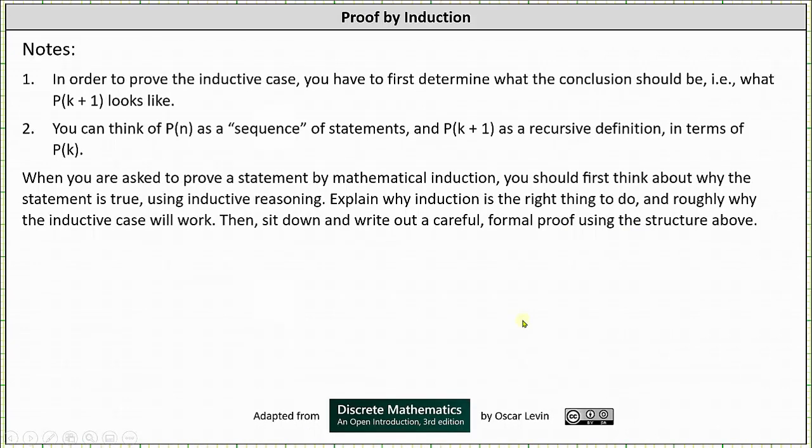Before we go, here are a couple extra notes. Number one, in order to prove the inductive case, you have to first determine what the conclusion should be, for example, what P of the quantity k plus 1 looks like. Number two, you can think of P of n as a sequence of statements and P of the quantity k plus 1 as a recursive definition in terms of P of k.